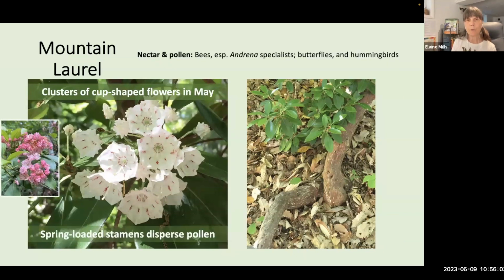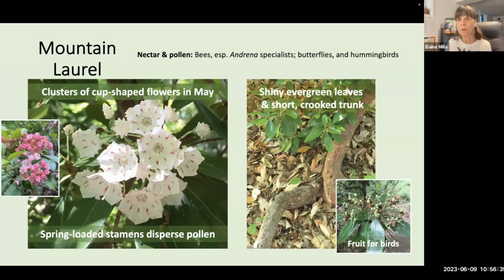And they have a very unusual way of dispersing their pollen. The anthers are spring-loaded, and they're attached at the points of the flower that are raspberry colored. These are under tension, and when bees or other insects land on the corolla of the flower, they will release, and then they'll fling the pollen at quite a high speed onto the backs of the insects. This plant has shiny evergreen leaves and over time develops a short and somewhat crooked trunk. And you'll also see fruit resulting from those pollinated flowers as fruit for the birds.